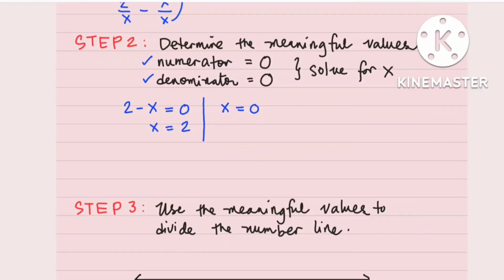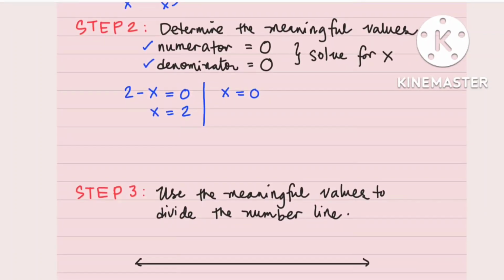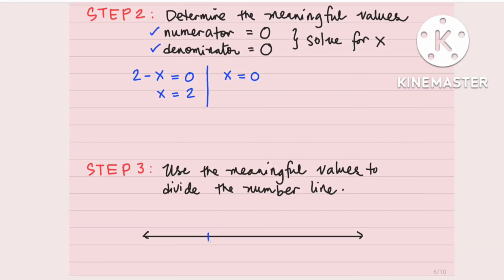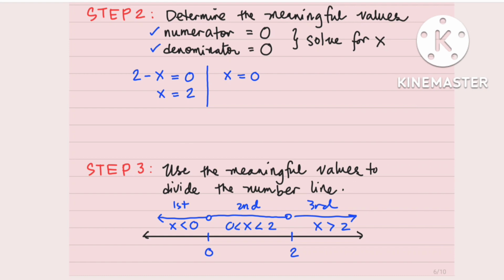And in our step 3, we are going to use these meaningful values to divide or separate the number line into parts. So we are going to use 0 and 2 as our boundaries. That divides the number line into how many parts? Into 3 parts. The first part is 0 and below. The second part is between 0 and 2. And then the third part is x is greater than 2.